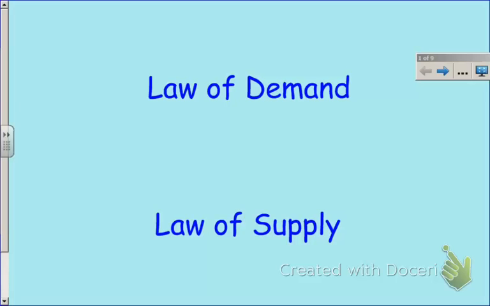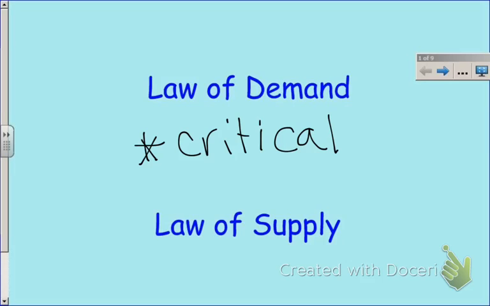For our first flipped classroom experience, we will be looking at the law of demand and the law of supply. Guys, these concepts are critical. There is no way you can get through microeconomics if you don't have a firm foundation in these concepts. So it starts out easy, but it gradually builds and gets a little bit harder to put the whole picture together. So let's get started.